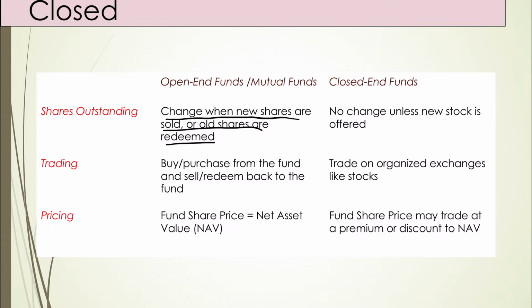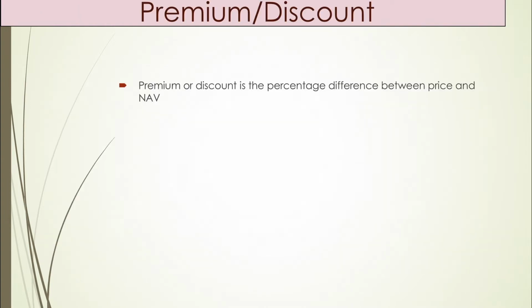So if you want to cash out, you have to find another investor that's willing to buy it out in the secondary market. Then with trading, the trading of open-end funds, you buy or purchase it from the actual fund, whereas closed-end funds trade on an organized exchange, just like a stock. And then with the pricing of open-end funds, their price is their net asset value, whereas with closed-end funds, they can actually fluctuate. Let's look at that fluctuation.